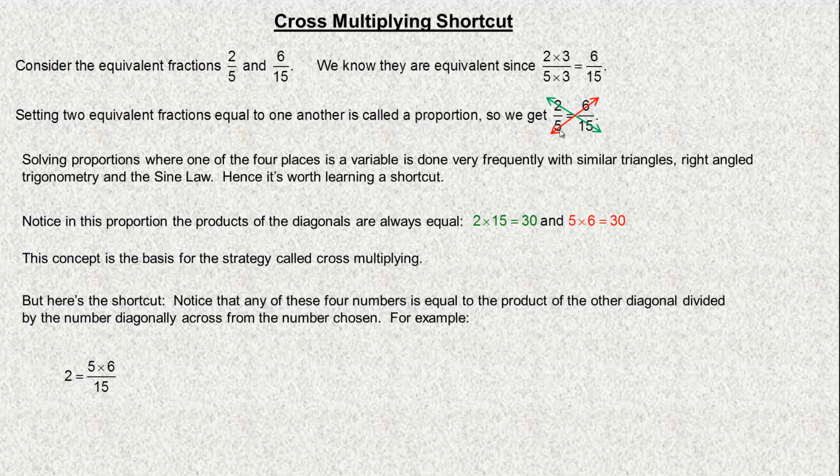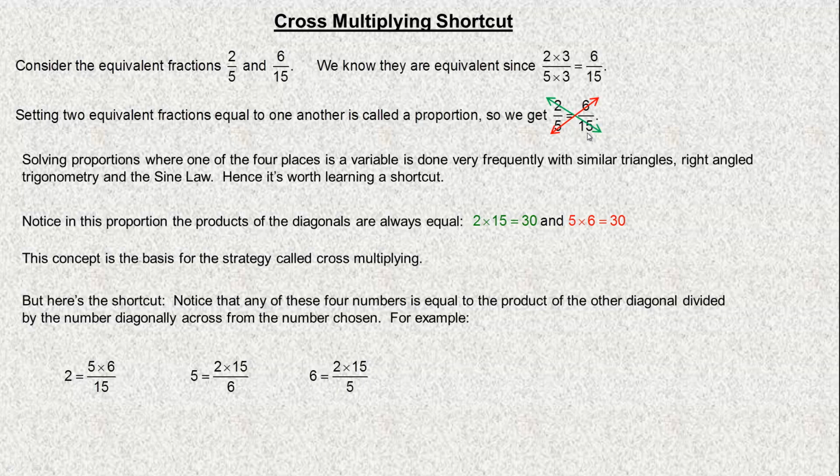Now let's do the 5 instead. See, the 5 here would be equal to the product of the 2 and 15, so 2 times 15, and across from the 5 is the 6, diagonally across. So that's why I'm dividing the 2 times 15 by 6. So that's 30 divided by 6 gives you 5. Let's do the next one. I'm going to do the 6 next. See, the 6 would be the product of 2 and 15 divided by 5. The other diagonal divided by the number across from that 6. So 6 is 2 times 15 divided by 5, so that's 30 divided by 5 gives you 6.